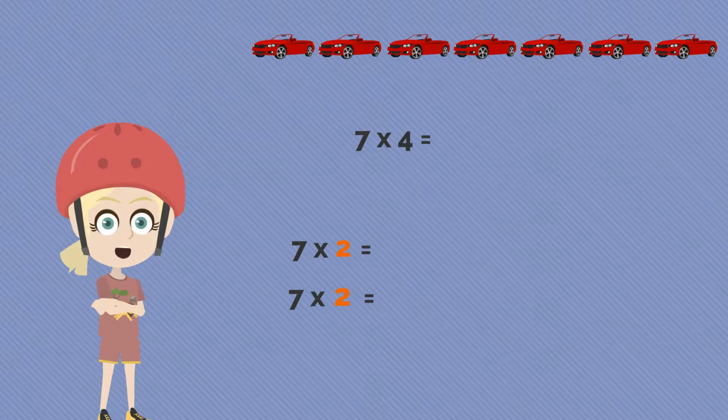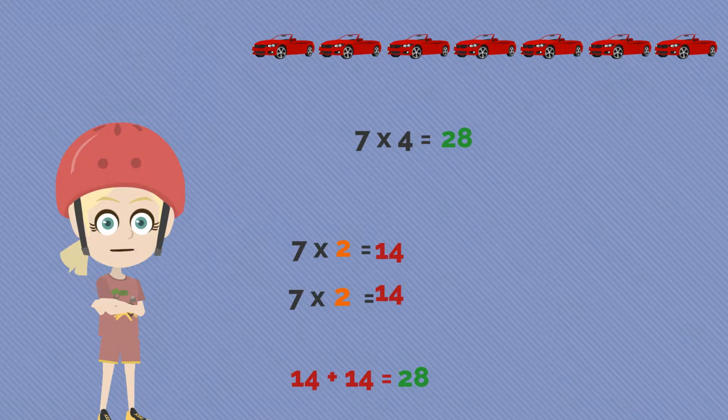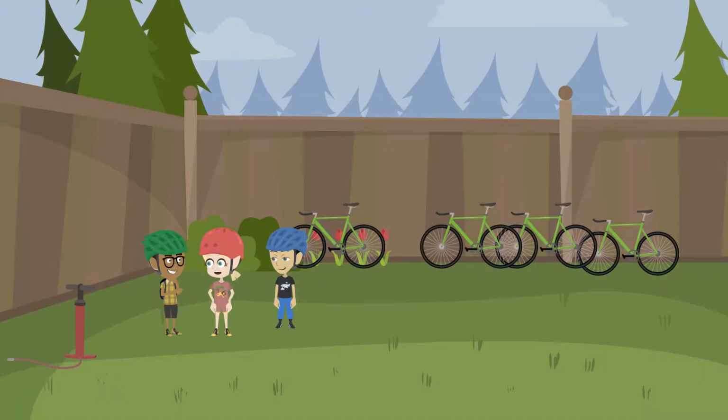Now we have 2 equations to solve. We have 7 times 2 and 7 times 2. We know that 7 times 2 is 14 from our 2 times table. Now, all I need to do is add 14 plus 14, which equals 28. So, 7 times 4 is 28. Hope you understand. Come on, let's inflate the wheels of our bicycles.